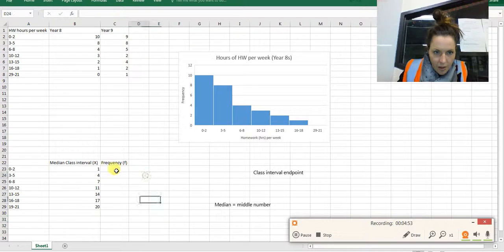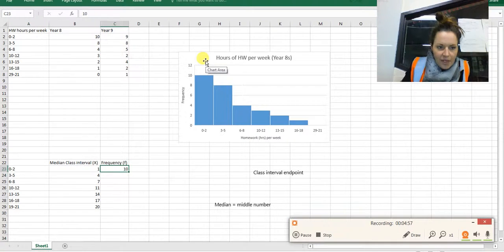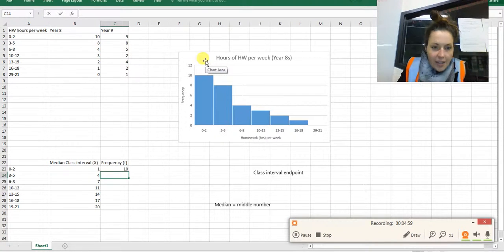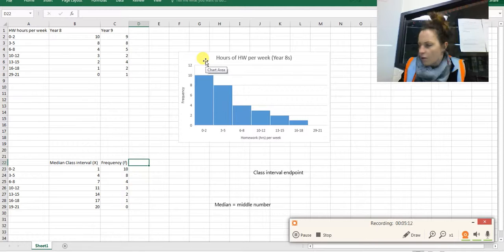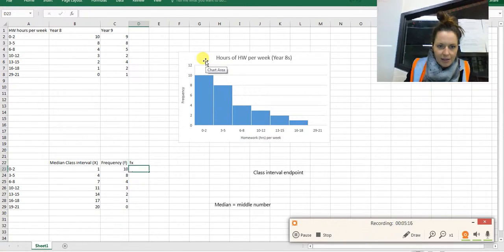Okay, cool. So the frequency here from 0 to 2 is 10. Then 3 to 5 is 8. This is just for the Year 8 group that I'm doing at the moment, and then I'll need to do the same for the Year 9 group. And then 4, 3, 2, 1, 0. Okay, cool. I just need to check what this side's going to be called. Okay, and this is going to be called fx.